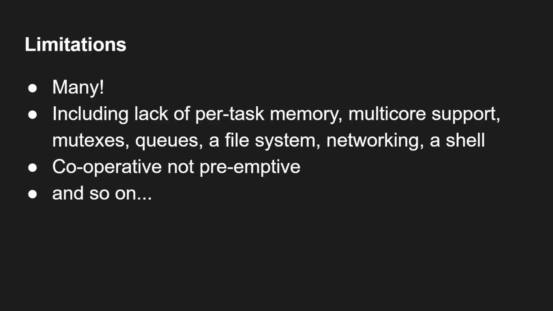And what about limitations? Well, there are many more than are listed here. This really is a very simple, small multitasking OS that shows you the principles. So there's no per task memory, doesn't support the other core that you find on the Raspberry Pi Pico. There are no advanced OS features like queues and mutexes or a file system or networking and so on. And it is cooperative, not preemptive, and we'll talk more about that in a moment.